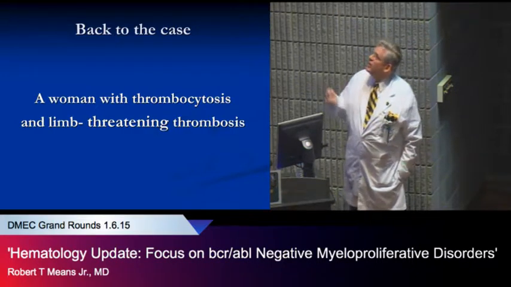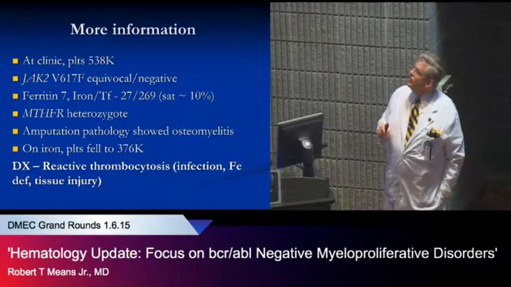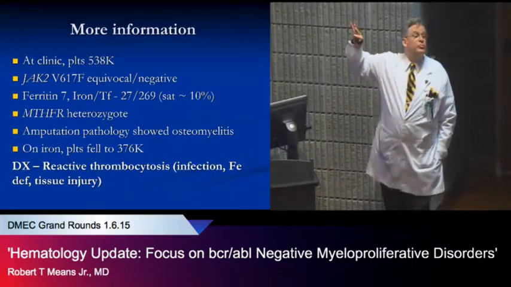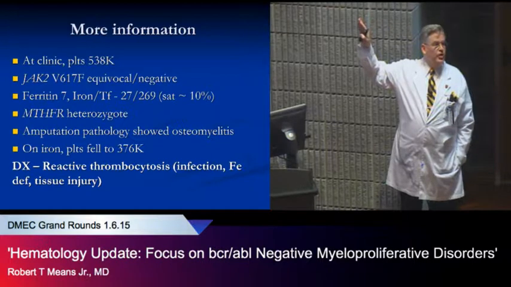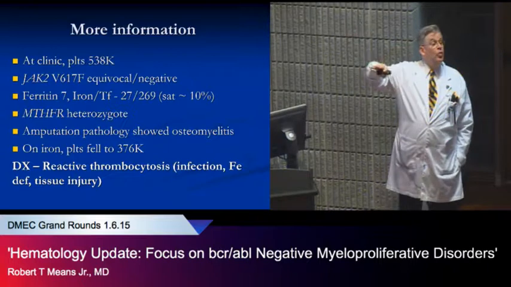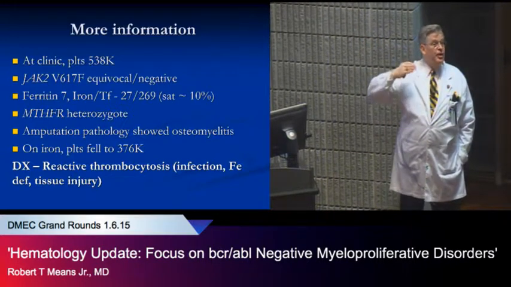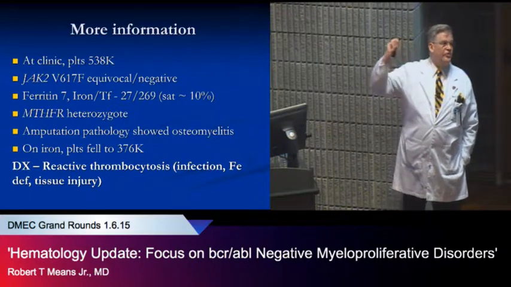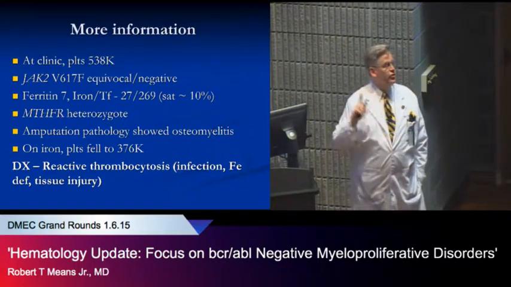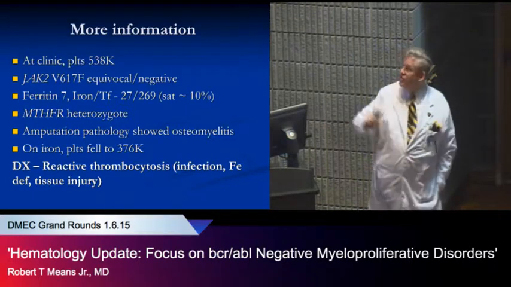So when I saw the patient, platelets were 538,000. JAK2 testing was equivocal, which basically translates as negative. It means that there was a small level of JAK2 expression, but not rising to a diagnostic level. So it doesn't count as making the criteria, but I will say that people who have equivocal JAK2 testing do tend to run higher platelet counts in reactive circumstances.